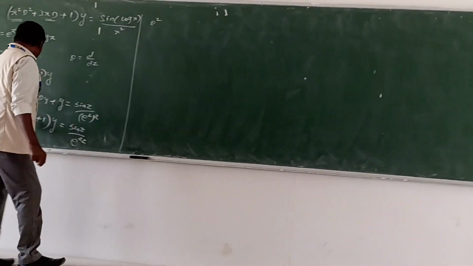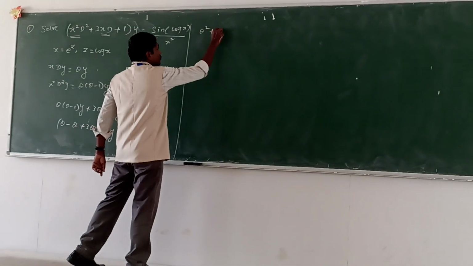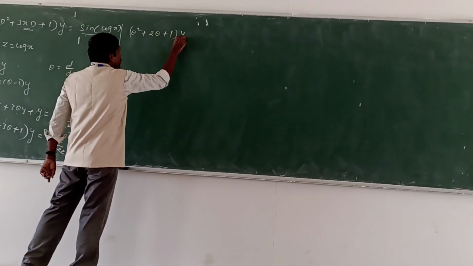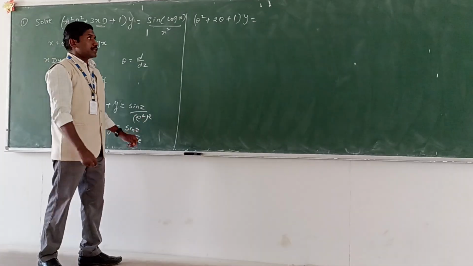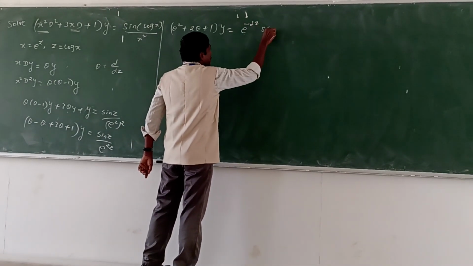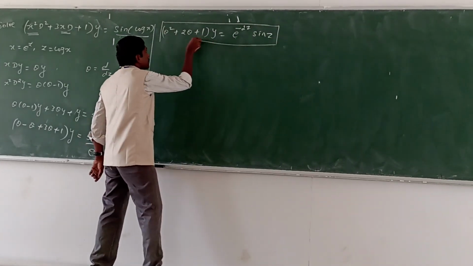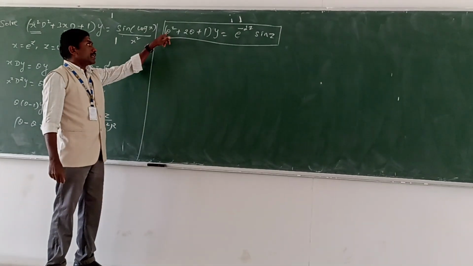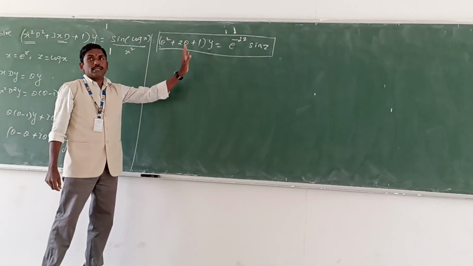Now simplification: theta square minus theta plus 3 theta, that is plus 2 theta, and constant term plus 1, into y equal to, the denominator e power 2z moves to the numerator, e power minus 2z into sin z. So it is a linear differential equation with constant coefficient. Constant coefficient means theta square coefficient 1, theta coefficient 2 and constant term 1.